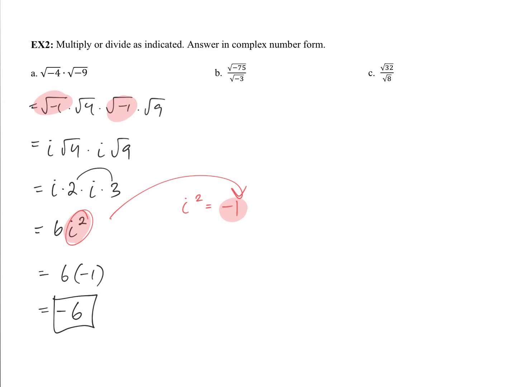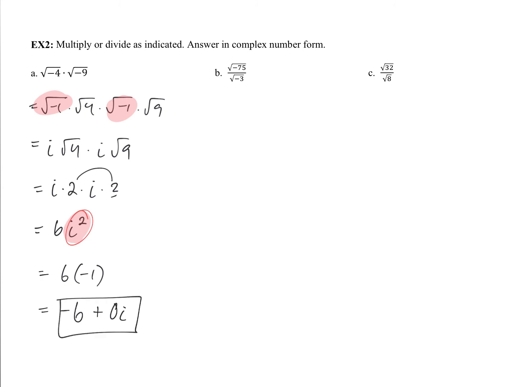Okay, except it says answer in complex number form, which I didn't. So let's go ahead and fix that. So complex number form, we have a negative 6. Ooh, is negative 6 the complex number or the real number part? It's the real number part. It's not the imaginary number. So do we have any imaginary number parts? We don't. So that'll be 0i.